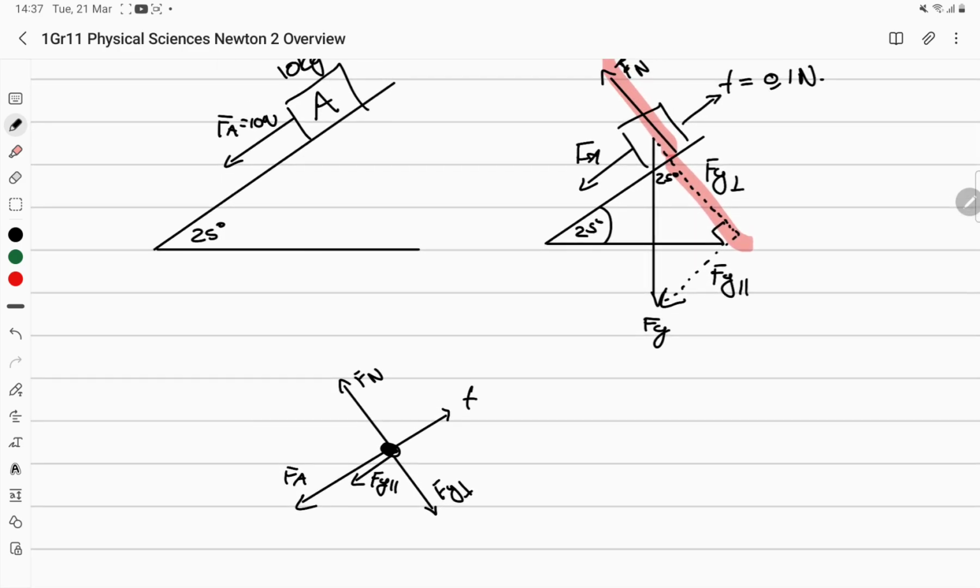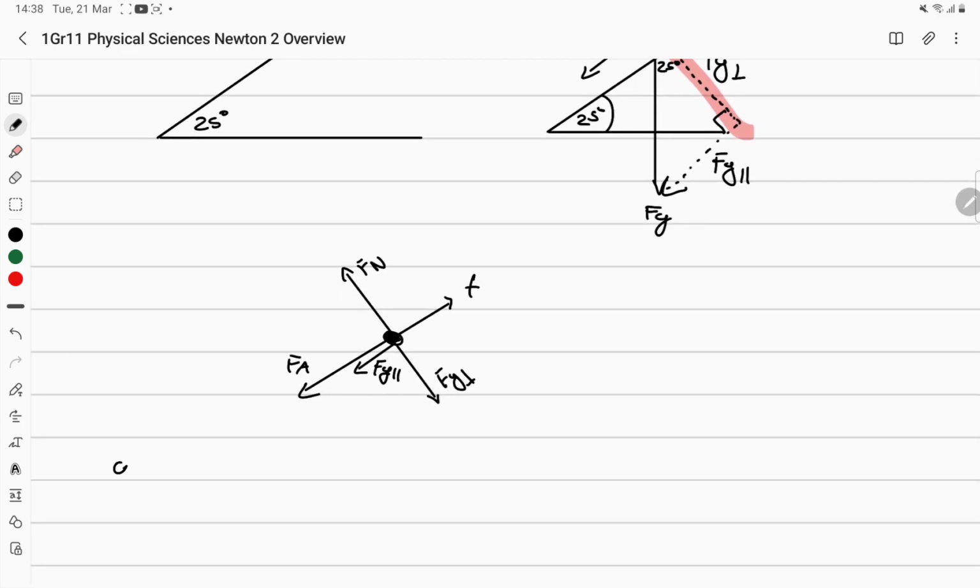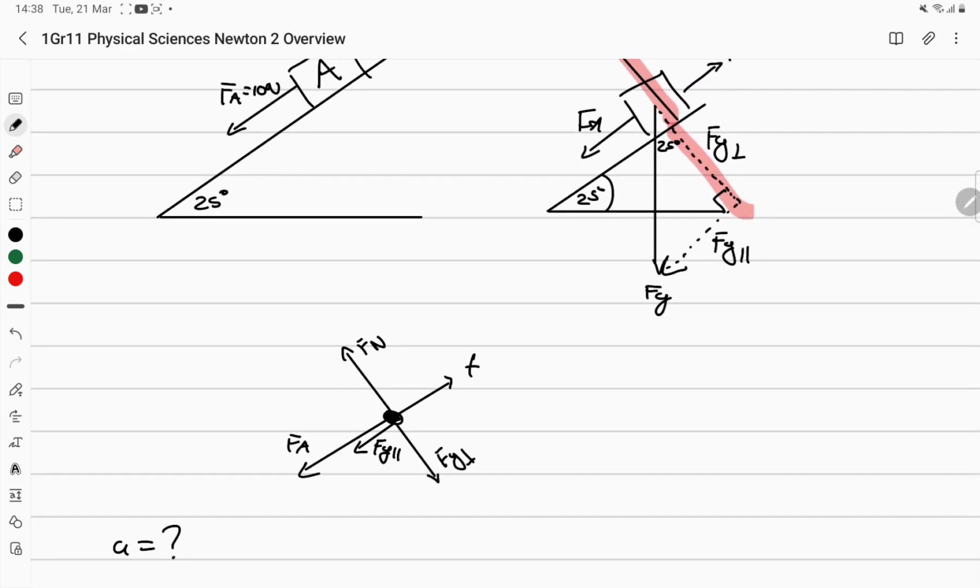So this object, I want us to determine the acceleration. This object is accelerating in which plane? Is it accelerating away from the surface? Is it going up and down? Is it levitating? No. It is accelerating in this parallel direction.